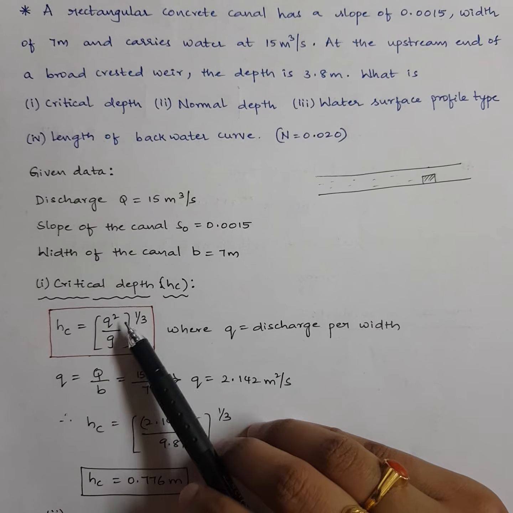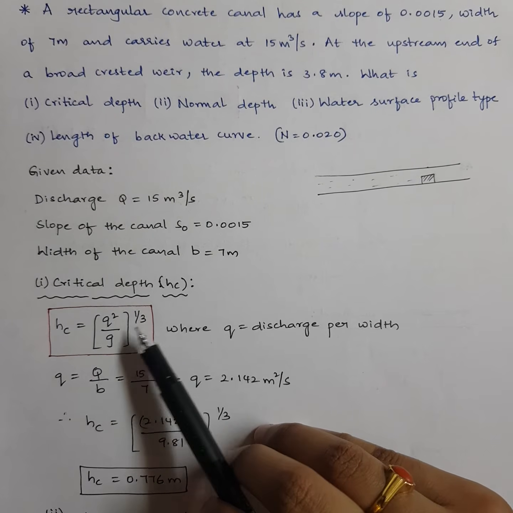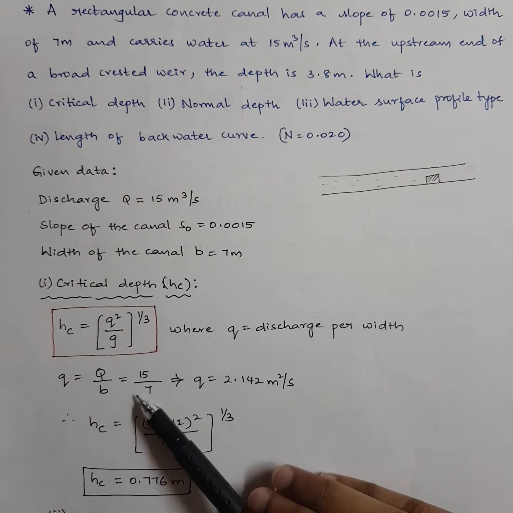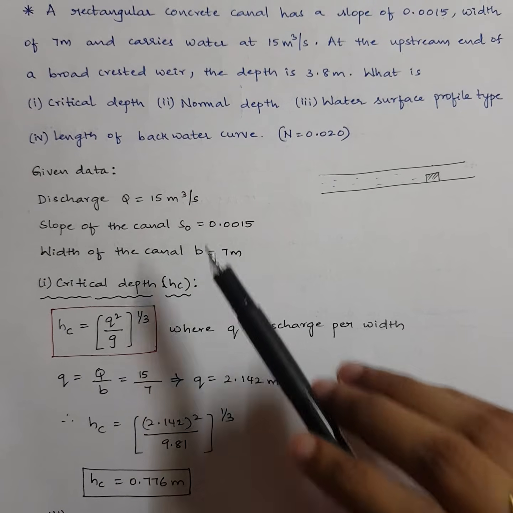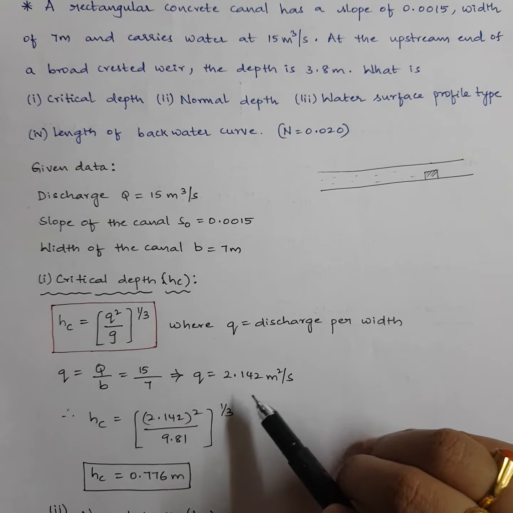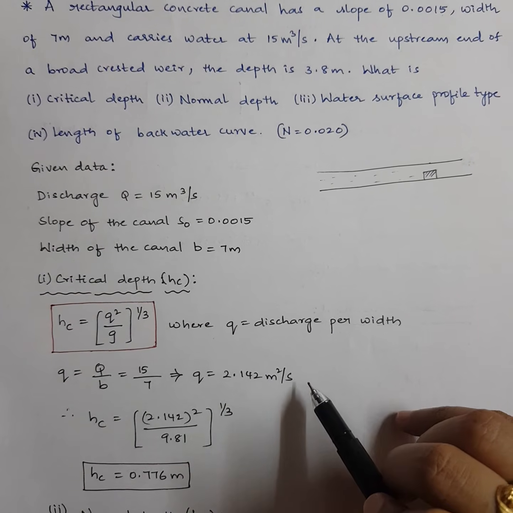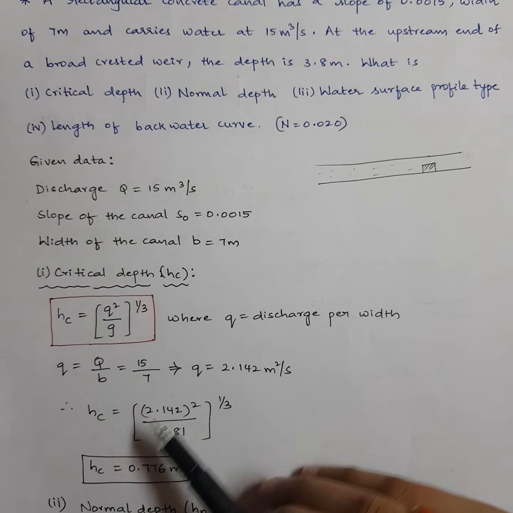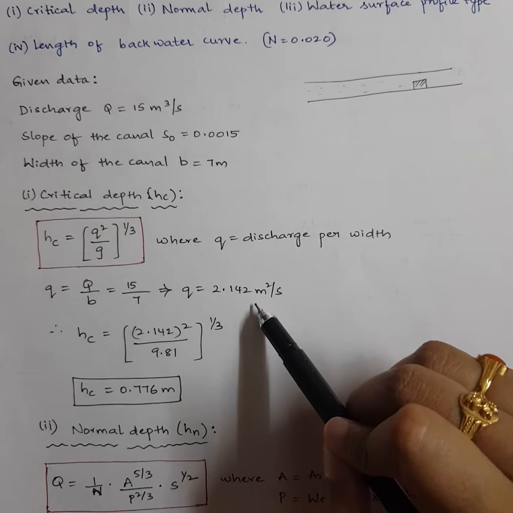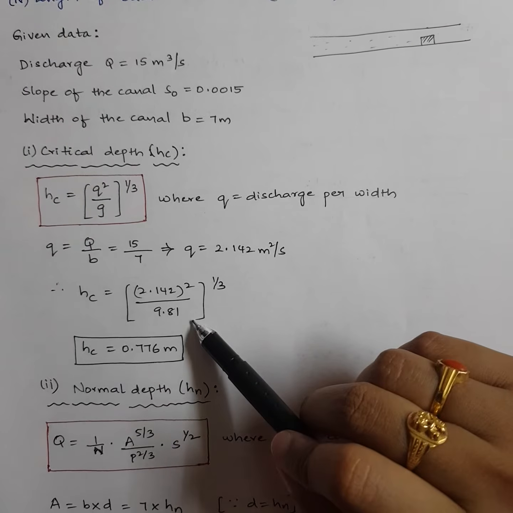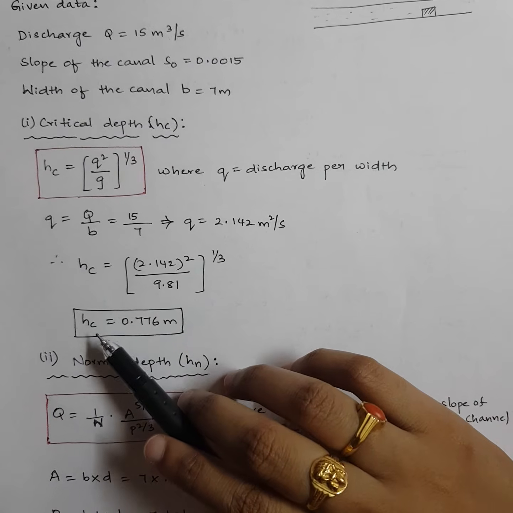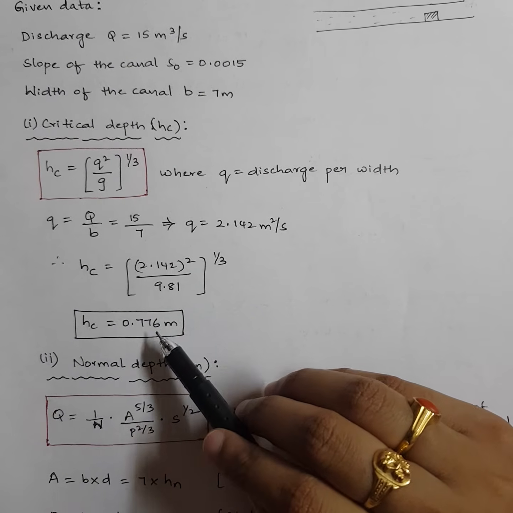Hc is (q square by g) whole power 1 by 3, where q is discharge per unit width, which is capital Q by B. We have capital Q given as 15, and B is 7. So small q is 2.142 meter square per second. Now q is ready, so we can calculate Hc. Substitute the value of q: 2.142 whole square by 9.81, whole power 1 by 3. Solve in the calculator and you'll get Hc as 0.776 meters.